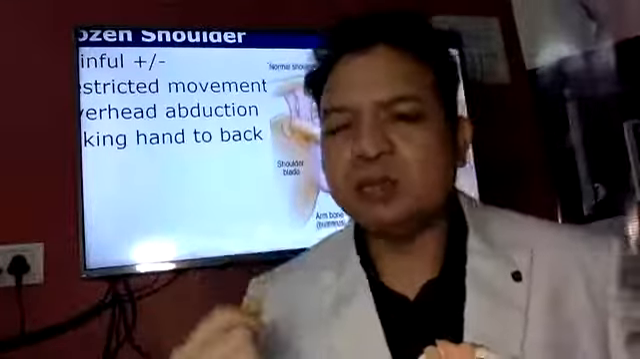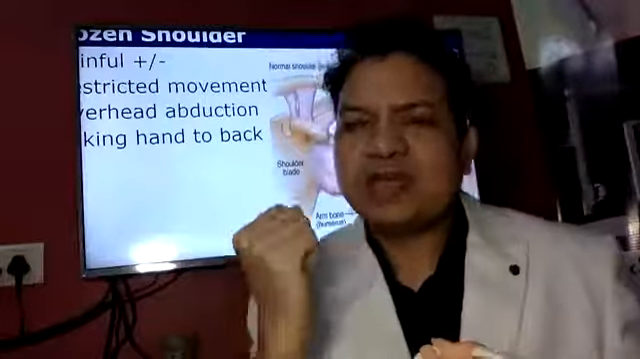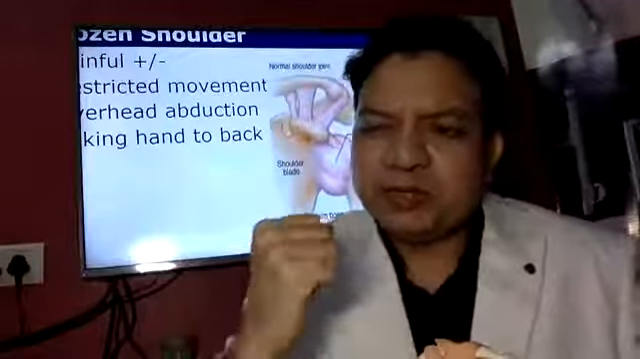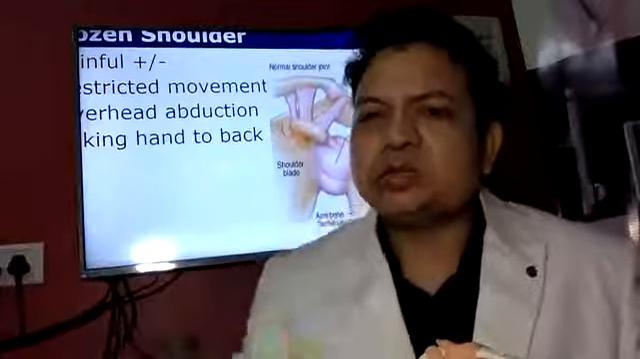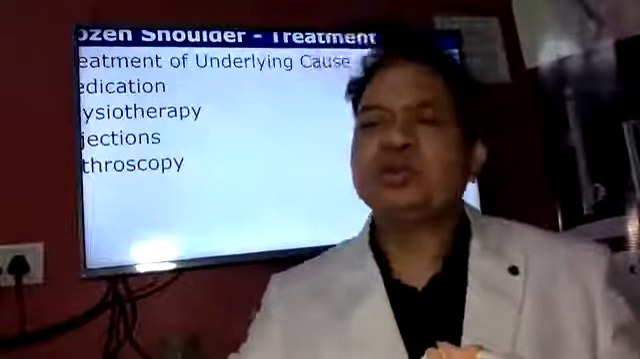People don't move, the patient doesn't move, the shoulder capsule again contracts, and slowly it becomes very difficult, until the patient is not even able to move this joint. This is a severe type of frozen shoulder. Let's go to the treatment options.